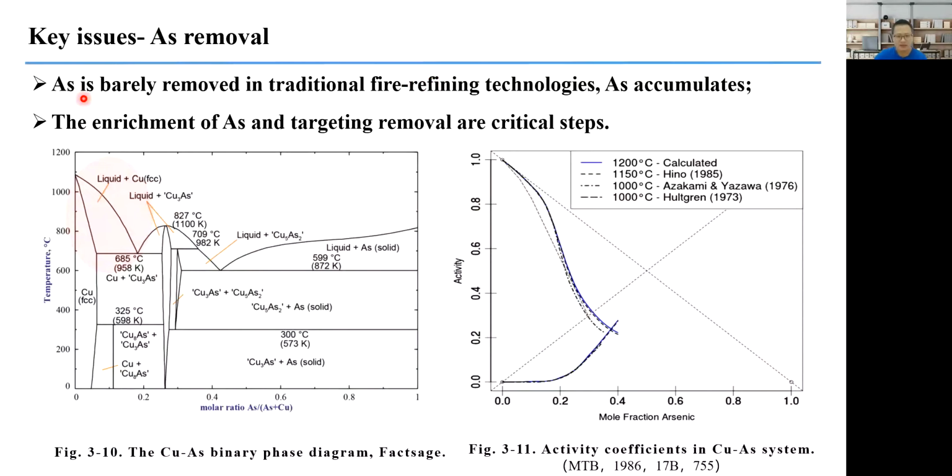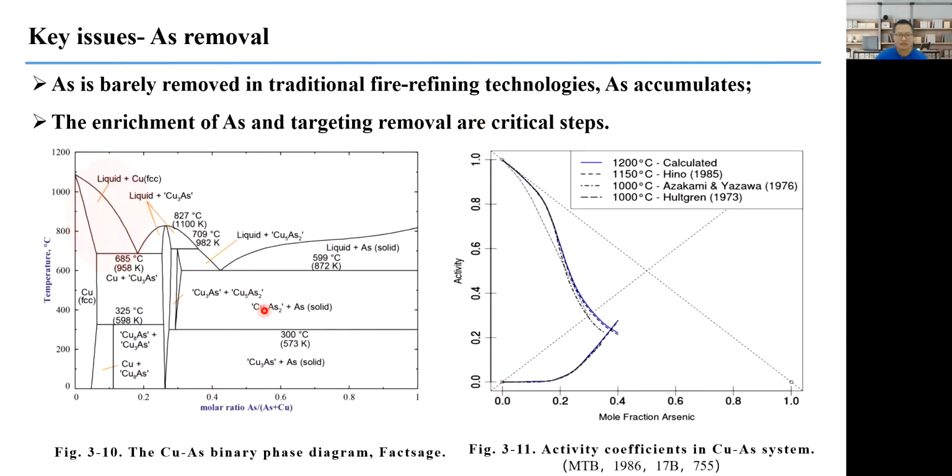But arsenic is barely removed in very refined technologies. Based on our observation and investigation, less than 1% of arsenic can be removed in refining technologies. If you use some special treatment, like sodium carbonate slags, it helps, but it brings new problems. And arsenic will accumulate in the whole system. Along with the increase of arsenic content in the copper concentrate, this problem will become more huge and should be solved. So when we want to remove arsenic from the refining technology, we should know the key issues. The enrichment of arsenic and the targeting removal should be critical steps.